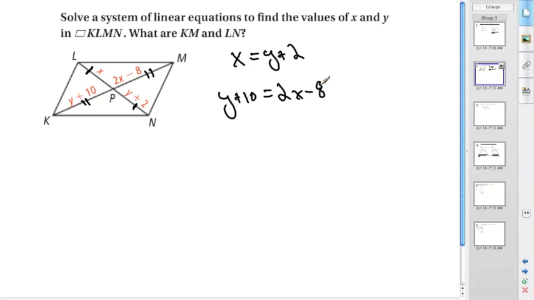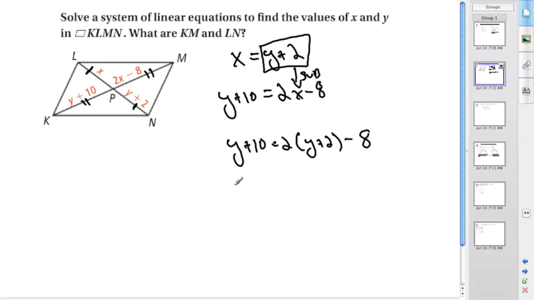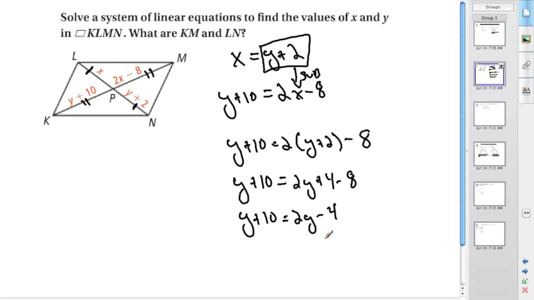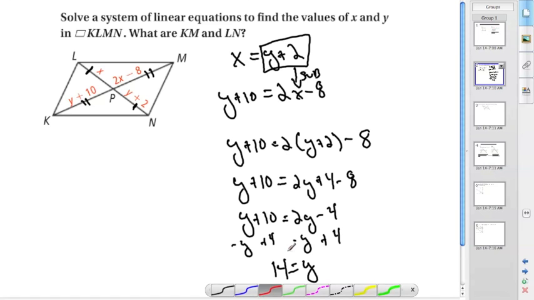Going back to Algebra 1, you can use your system of equations to solve either by elimination, substitution, or by graphing. Here, I'm going to do substitution. So I'm going to take the y plus 2 and sub it in for the x. So I'm going to have y plus 10 equals 2(y plus 2) minus 8. So I have y plus 10 equals 2y plus 4 minus 8. So I have y plus 10 equals 2y minus 4. I'm going to add 4 to both sides and subtract y from both sides and get 14 equals y.